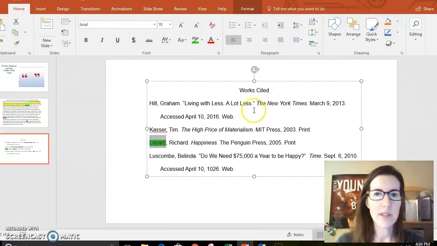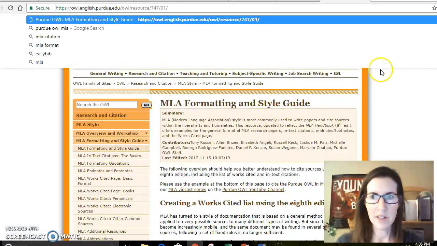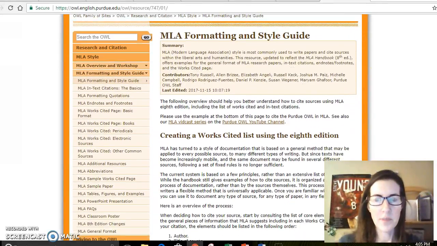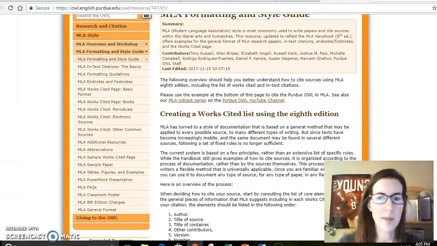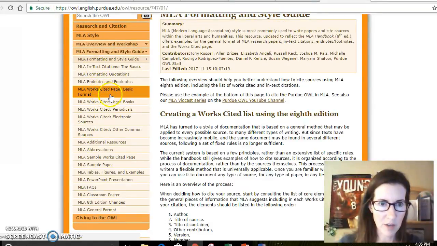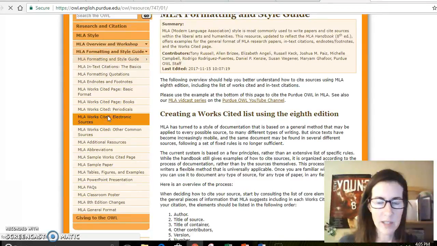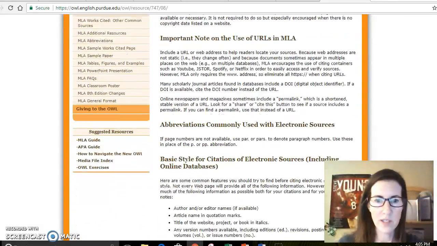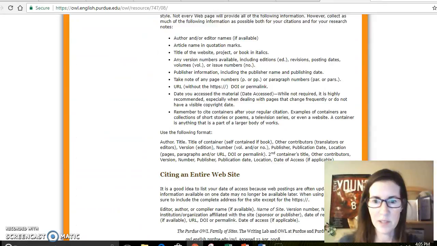When it comes to citing your sources in MLA style, there are many variations that you can use. But don't worry, you don't have to memorize all those variations. I have given you this resource, the Purdue Online Writing Lab on our Canvas page. So anytime you are looking up an MLA citation style, you can just go here and you might go to electronic sources, and you're going to find all of the information about how to do an electronic source. I'm going to have to do this better.